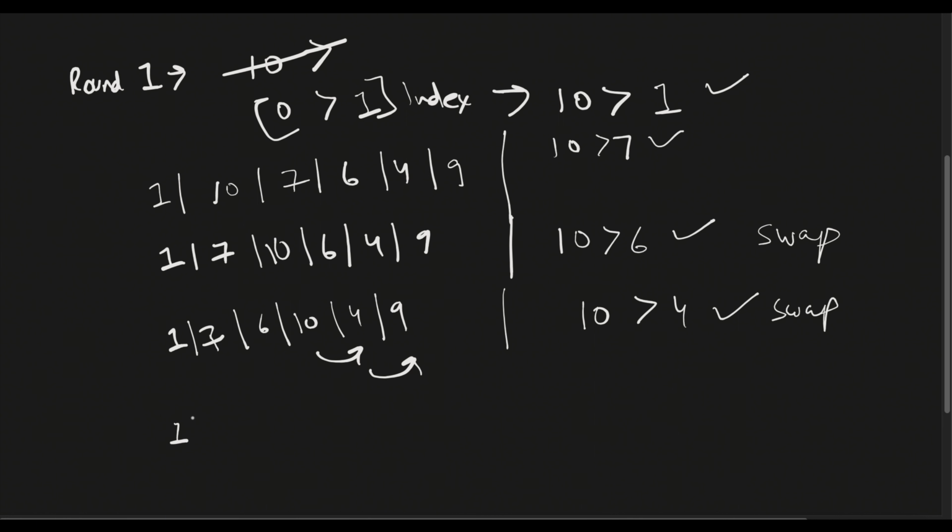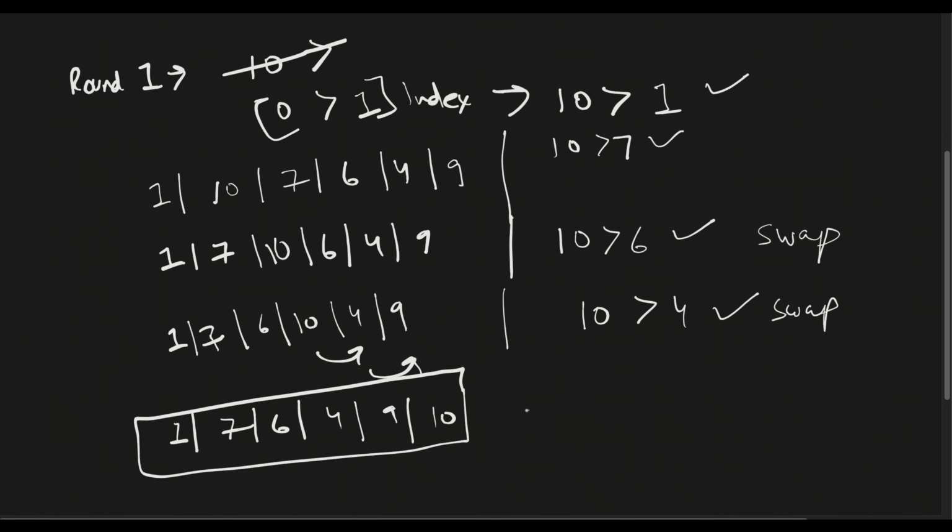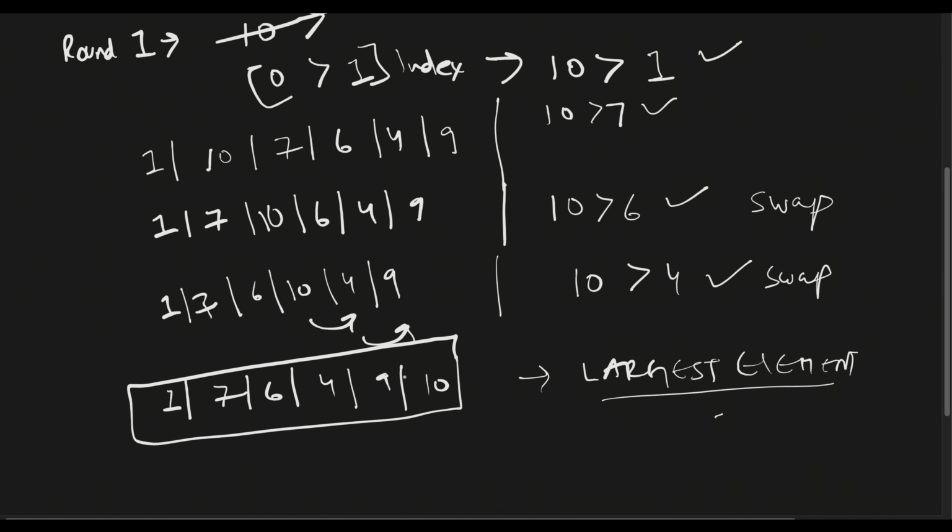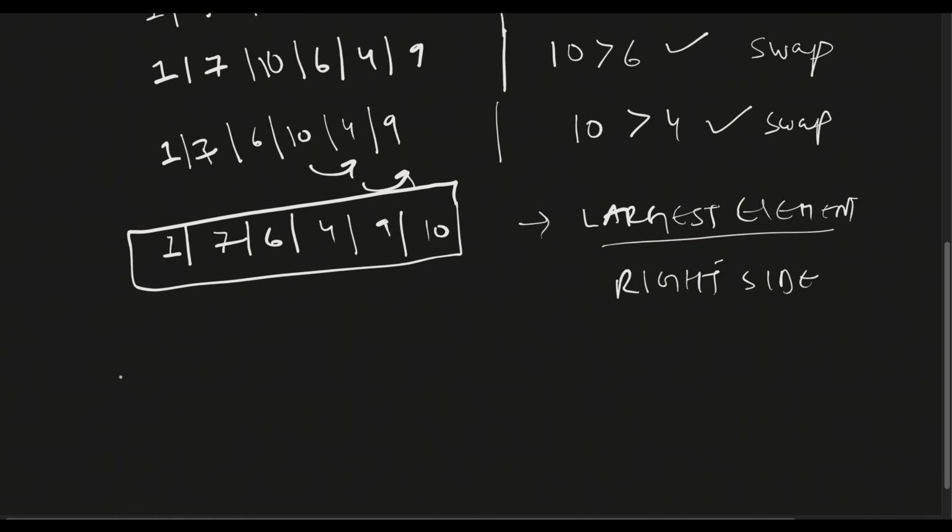So at last, after round 1 I will get my array like this. Here we can see that the first largest element of the array is placed at the end. By comparing it with the adjacent elements, we traversed from left to right and placed the largest element at the right-hand side. Okay, now this is round 1.